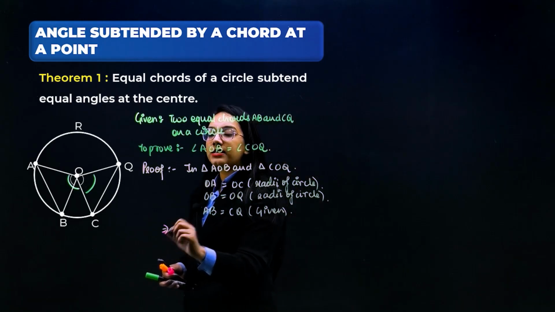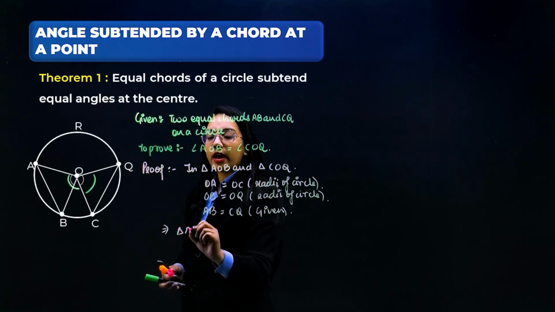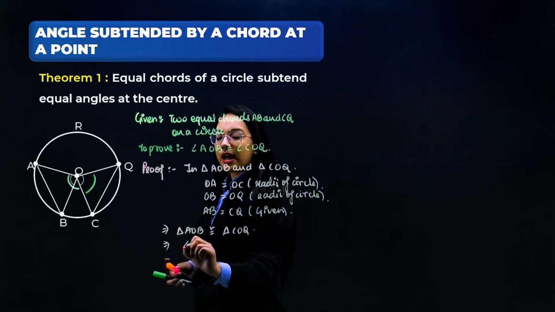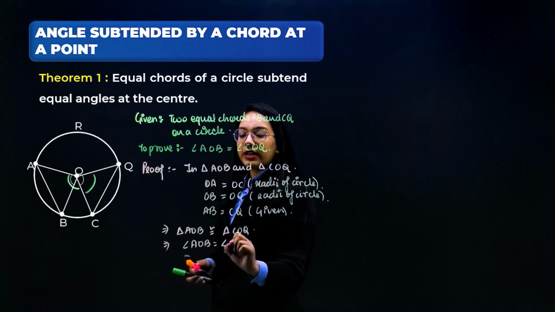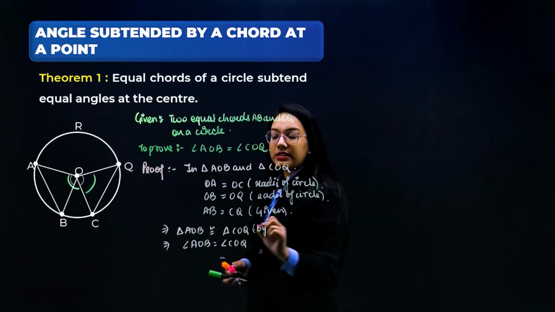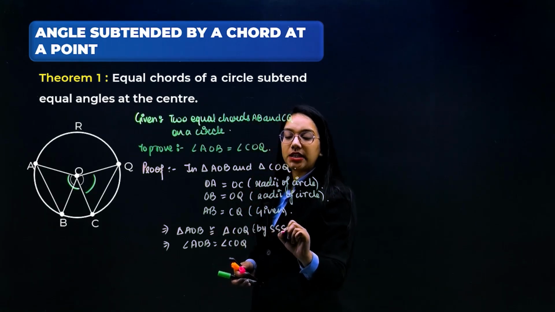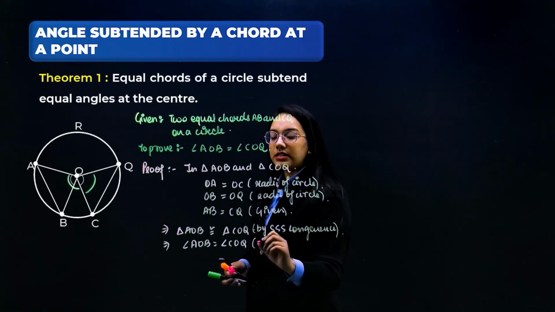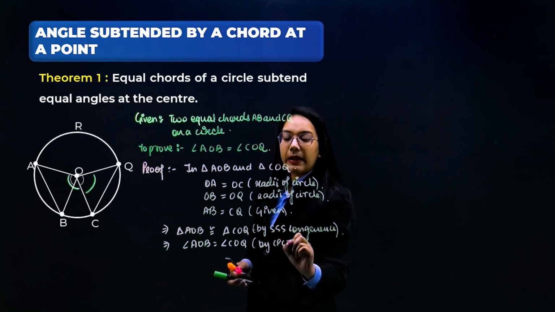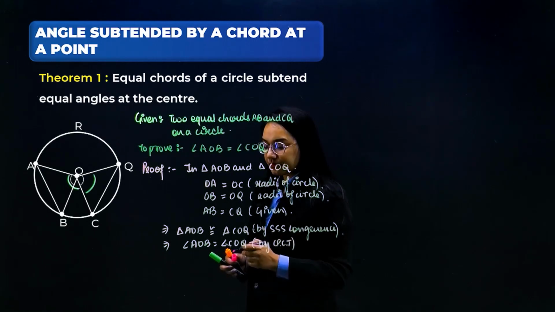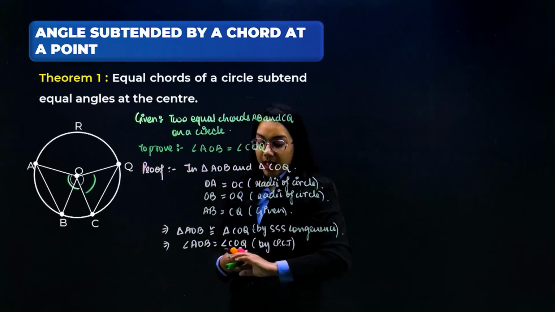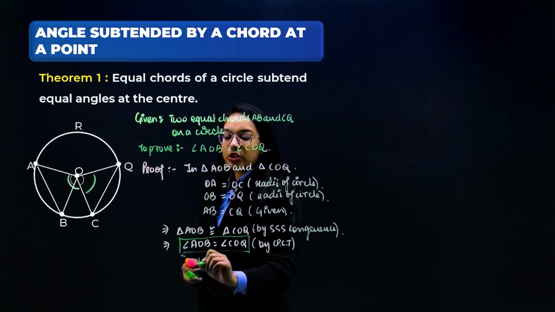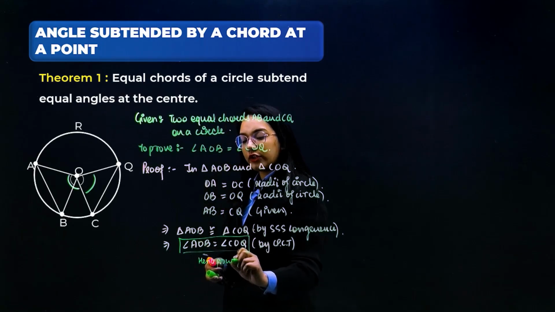So hence, we can say from these 3 things that triangle AOB is congruent to triangle COQ, which implies that angle AOB is equal to angle COQ. They are congruent to each other by the SSS congruence criteria, and this conclusion follows by CPCT. By CPCT, we can say that they are equal to each other, and this is exactly what we had to prove, that the angles are equal to each other. So this is the proof of this theorem.